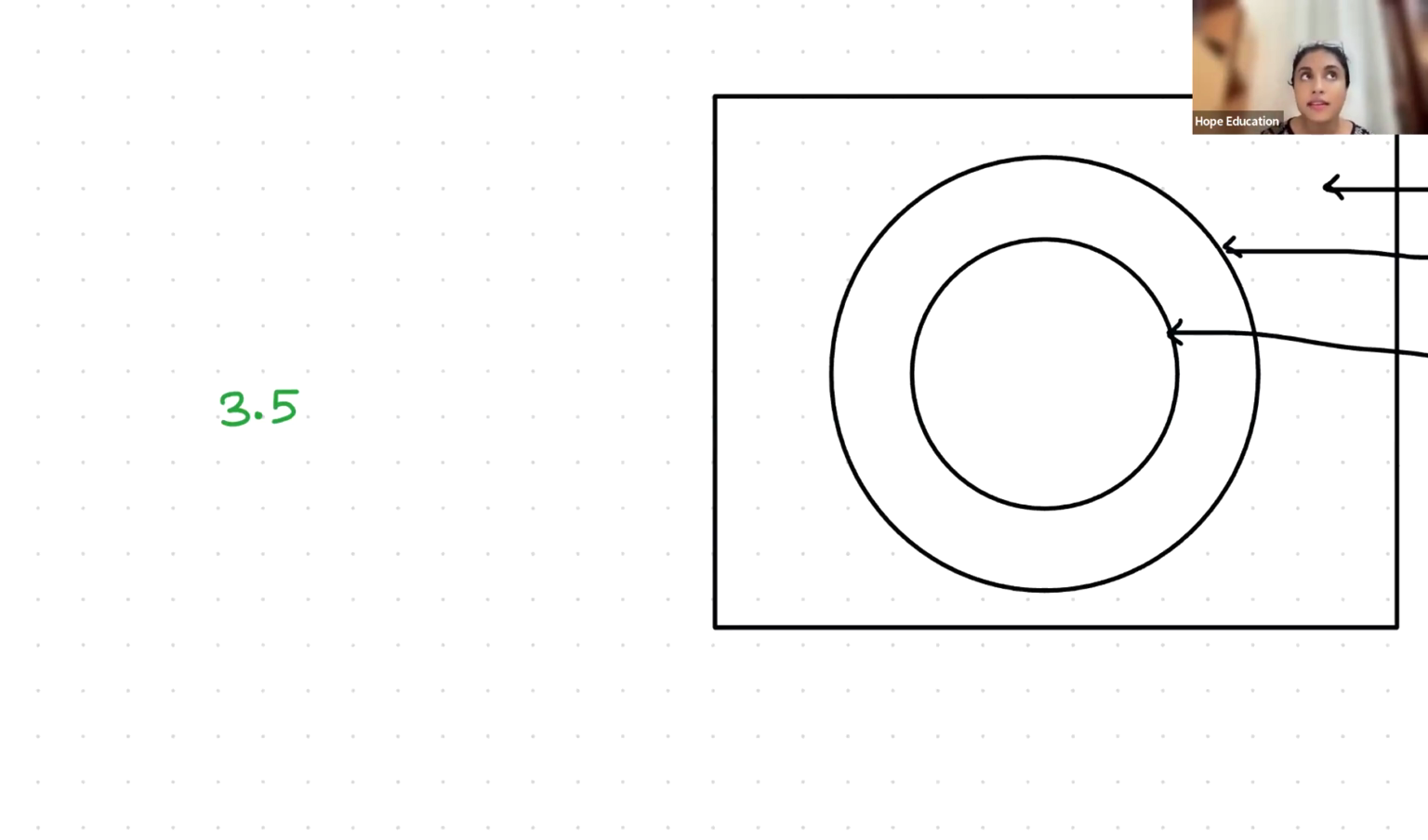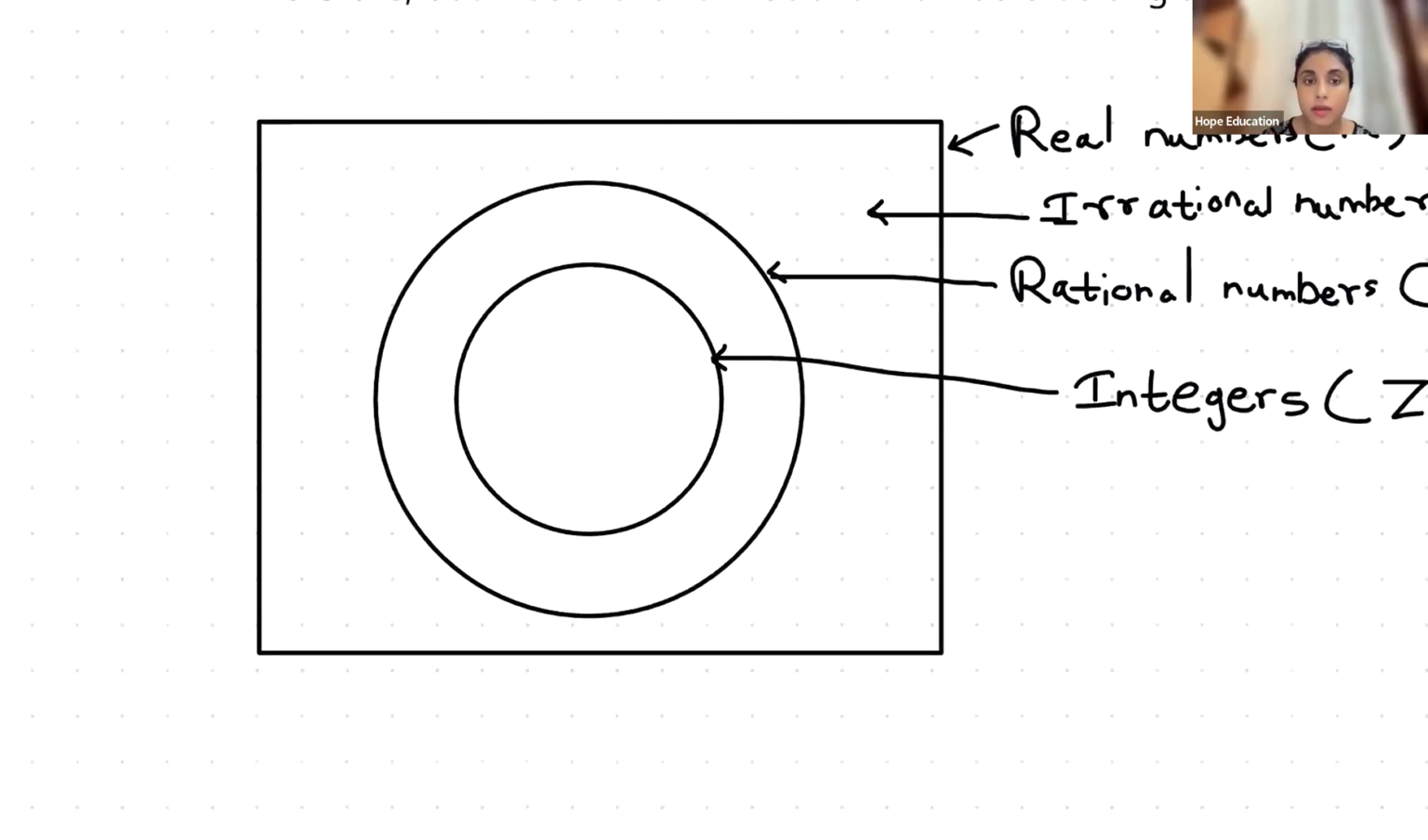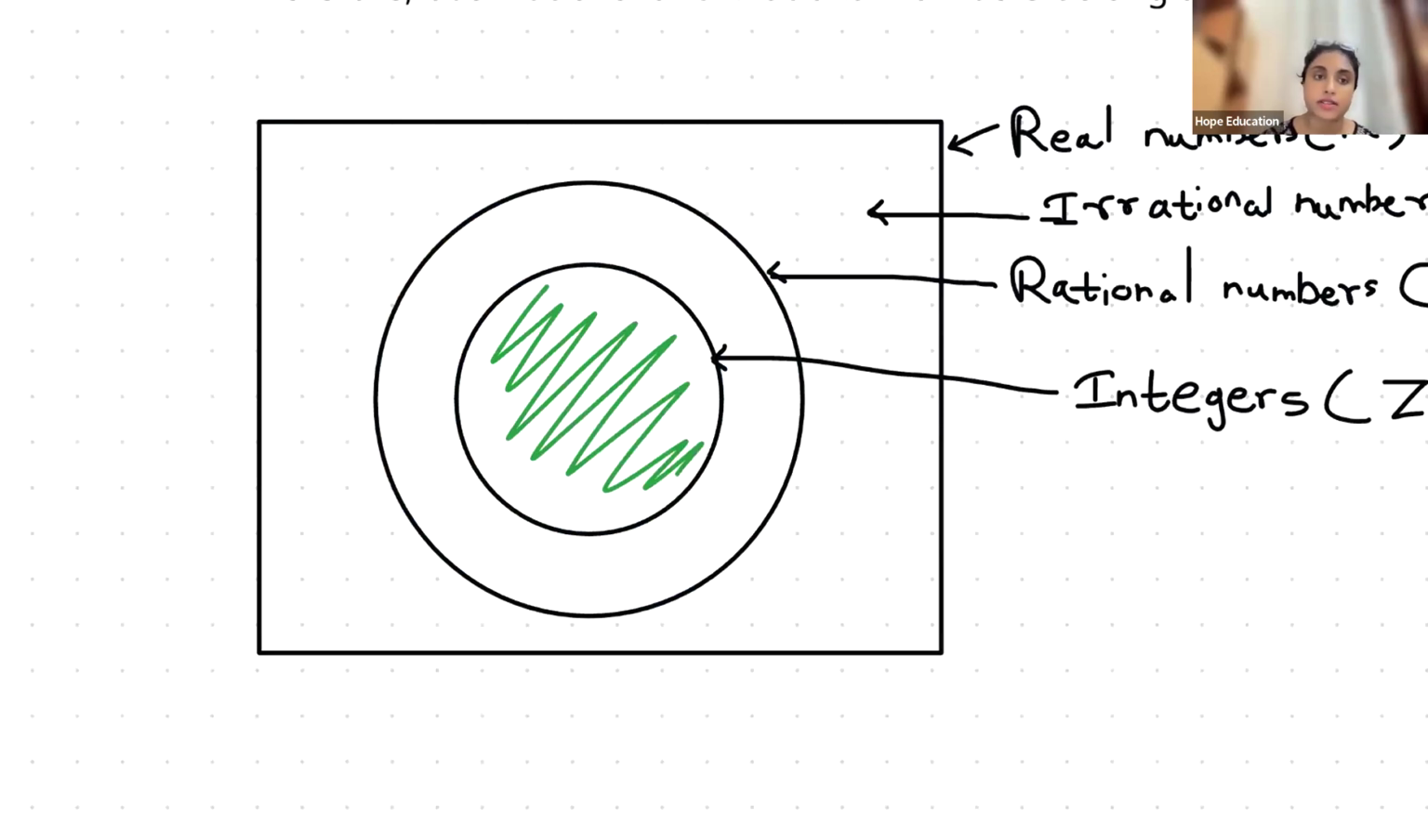Therefore, there are certain numbers which are rational numbers, but they're not integers. So they are in the circle of rational numbers, but they're not inside the circle of integers. So they belong there. So then this circle is all integers. This circle is all integers. All right.